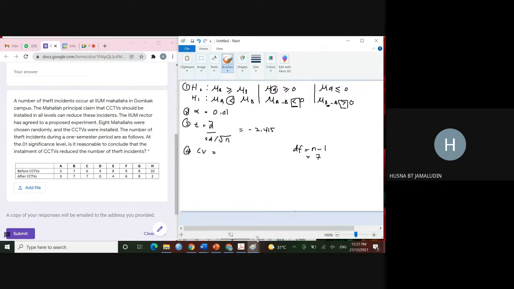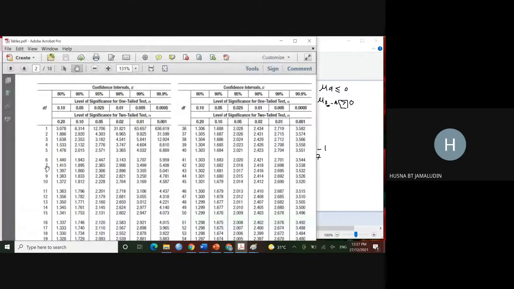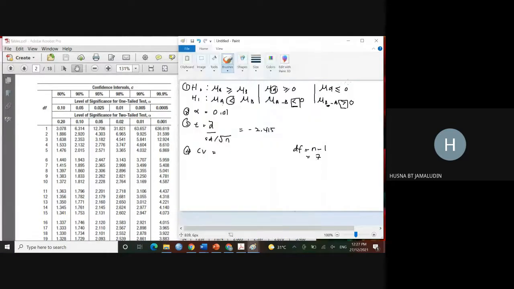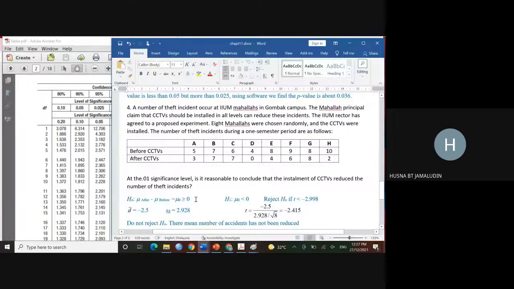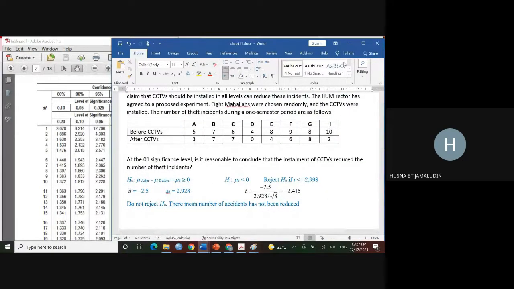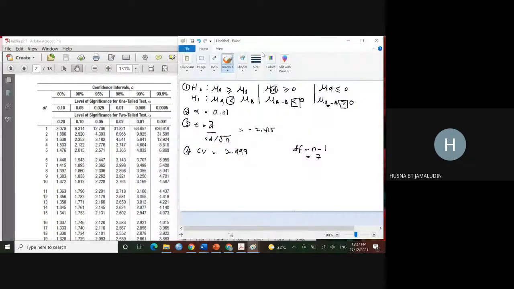So, okay, where is our t table? So 7, okay, 7, and then you're going to have 1 tail and 0.01, right? 0.01, 2.998. Is it true? Is it correct? True. Let me double confirm with the answer from the textbook, because sometimes they give the wrong answer. Yeah, that's correct. Okay, that's correct.